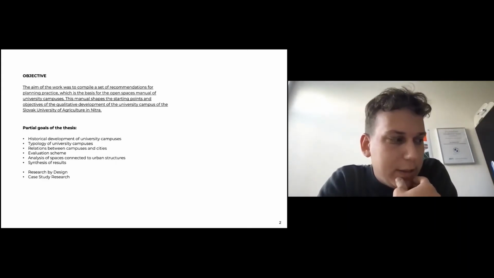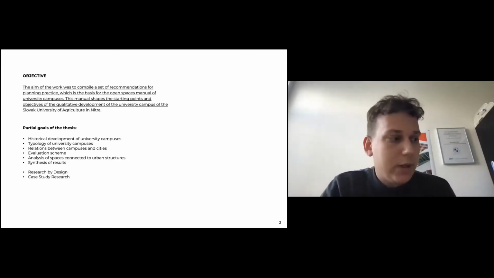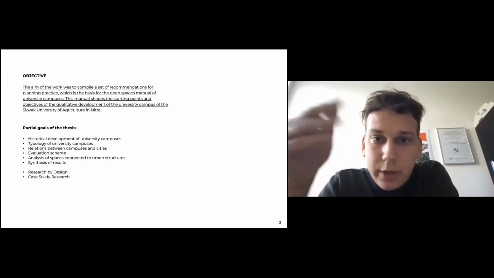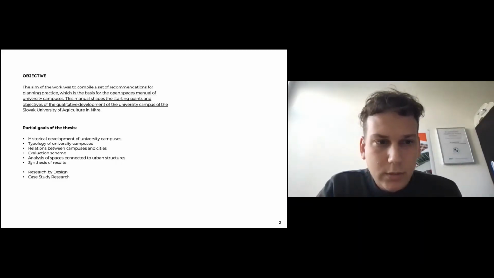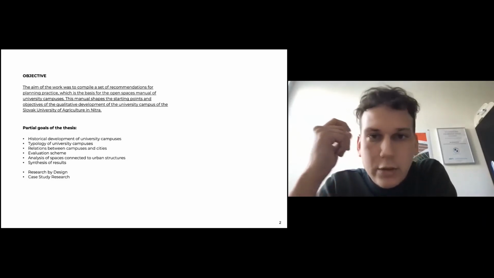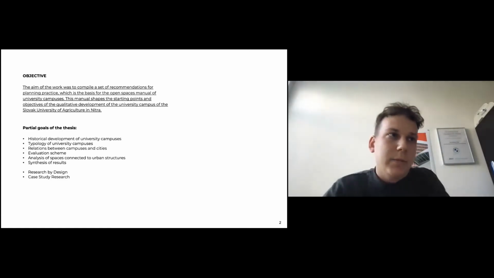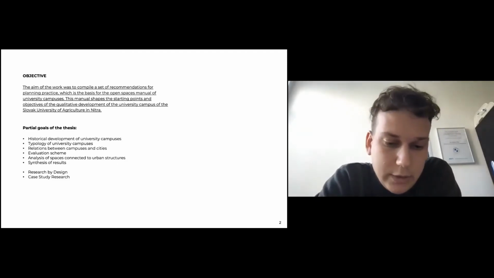We think that certain principles and guidelines should apply to them, and I mean the university campuses. So that's why the goal was set for a set of recommendations, as you can see. The set of recommendations outlines the possible tools for achieving conceptual solutions for the selected university campus, which is the campus I mentioned at the beginning, the campus of our university, the University of Slovak Agriculture in Nitra.